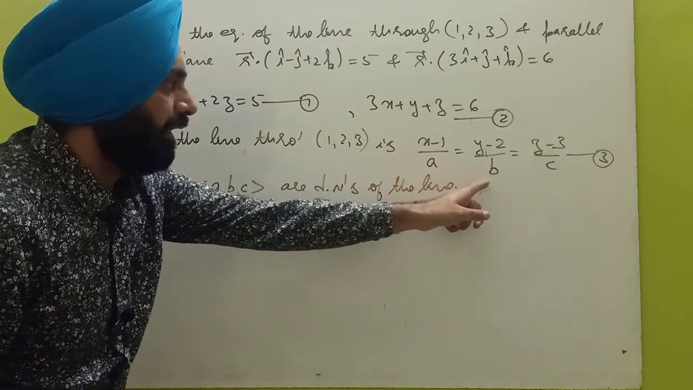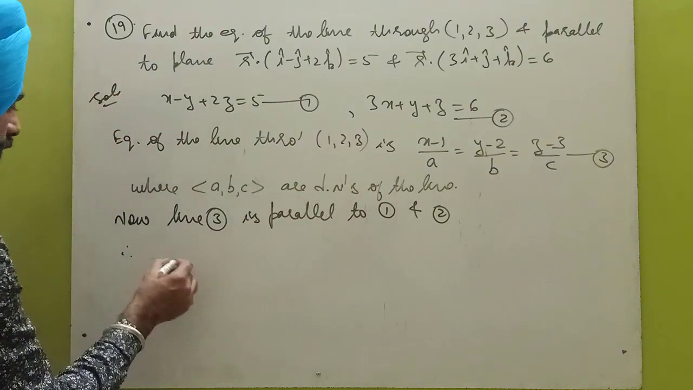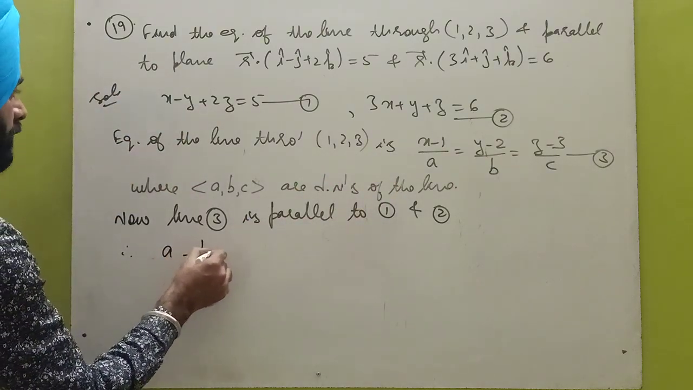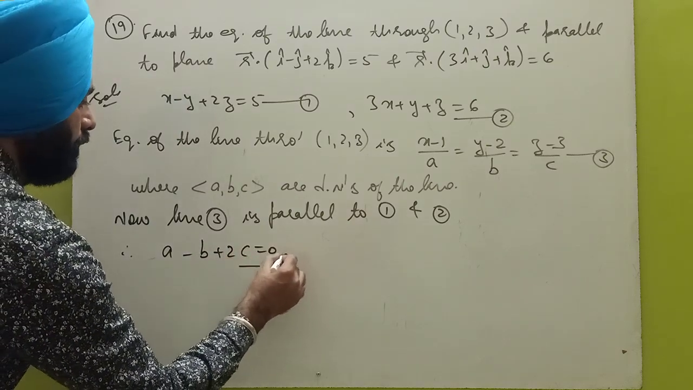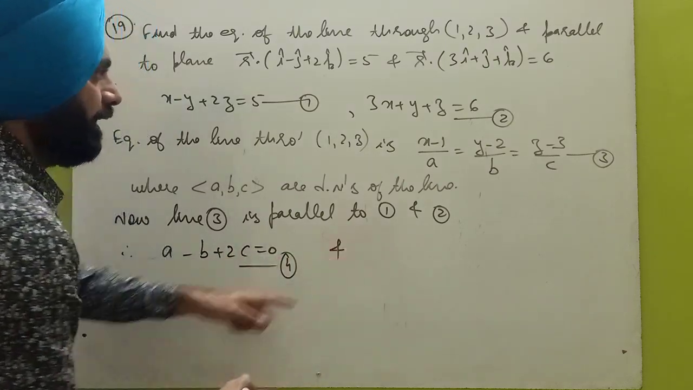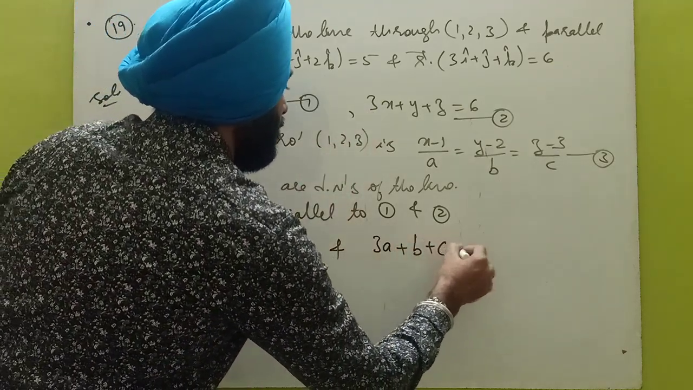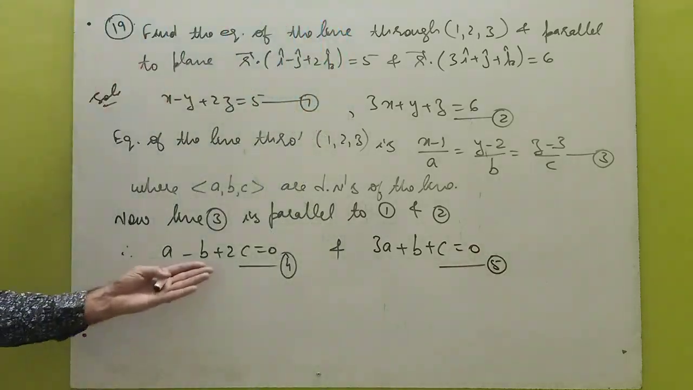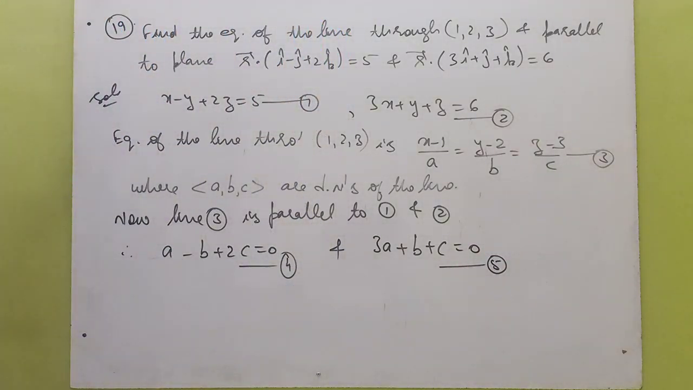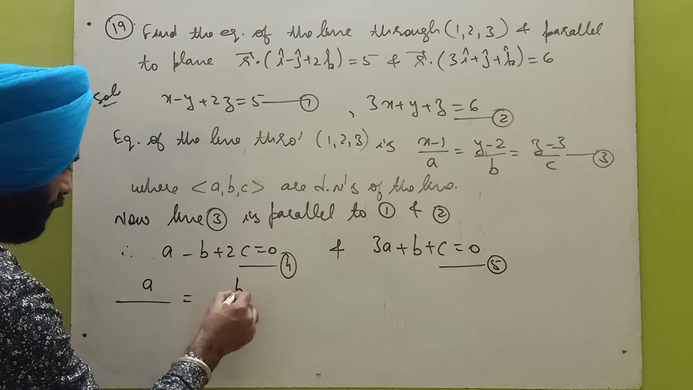The direction numbers of the line are a, b, c and the normal to the plane is 1, minus 1, 2. So take the product: a minus b plus 2c equal to 0, and let us take this as equation number 4. Similarly, the second is 3a plus b plus c is equal to 0, again it is equation number 5. Now we have to solve these two equations by the cross multiplication method. So this will be a over, equal to b over.